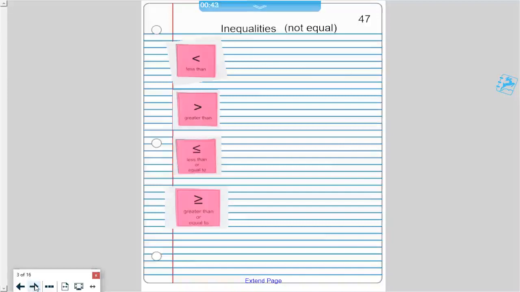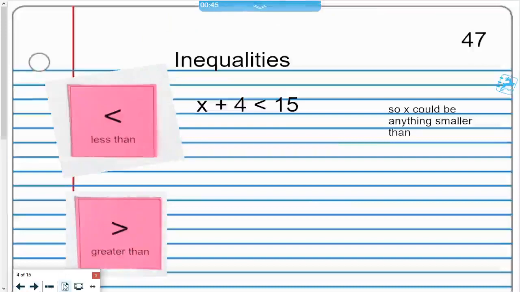So, page 47 in our notebook, we're going to add these examples. X plus 4 is less than 15. So we're going to do this just like we've done everything else. We need to get that variable all by itself. So we're going to do the opposite of plus 4. We're going to subtract 4, which leaves us with x. So we need to do the same thing on this side. 15 minus 4 is 11. So our answer is x is less than 11.